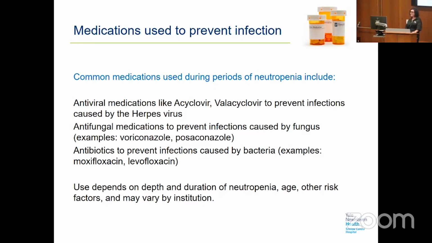Antifungal medications can prevent infections by fungus. We tend to use these only in patients that have a very low neutrophil count for a long period of time, like those patients that I gave the example of the neutrophil count of 0 for many weeks. Those are the patients we would use antifungal medications in. And then some patients we use antibiotics to prevent bacterial infections with drugs like moxifloxacin or levofloxacin. And as I mentioned earlier, use really depends on the depth and duration of neutropenia, your underlying diagnosis, your age, other medical problems.